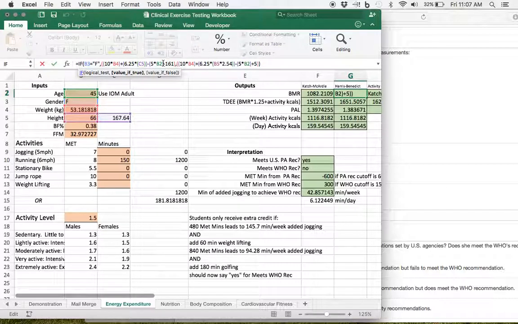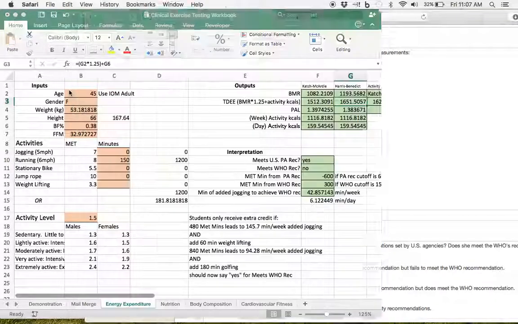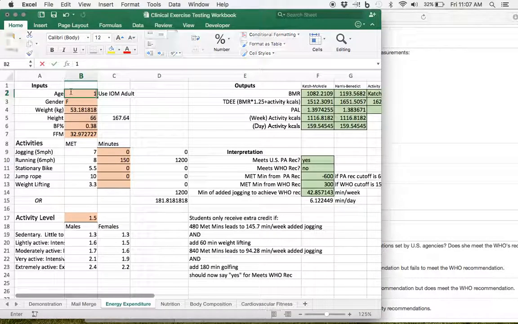Alright, and then over here, B2, that's her age. Of course, we have to change her age because she's not 45, she is instead 19. Okay, so 19. And there we go. Her BMR is 1,323 calories.